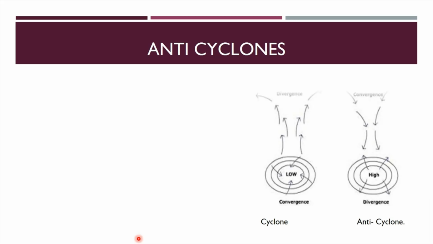Next, anticyclones. Here two diagrams are given, cyclone and anticyclone. We already discussed the definition of anticyclone and its direction. A cyclone has low pressure in the middle, and that is why convergence is there. But in an anticyclone, high pressure is there, so it is divergent. While it is going upward, there is a tendency to converge inside, but in a cyclone it goes divergent. Okay.